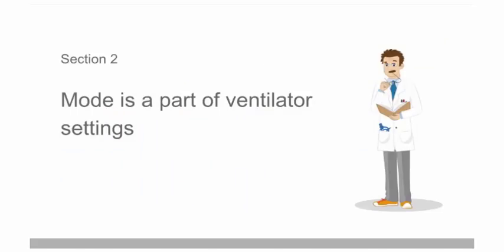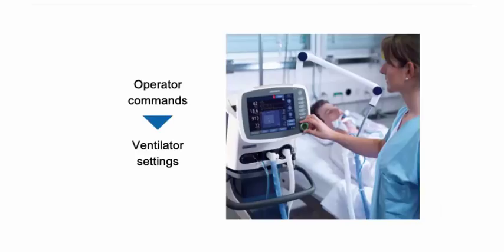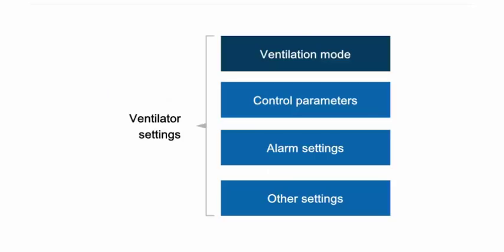Mode is a part of ventilator settings. Ventilator settings are the operator's commands to the ventilator. They define how the ventilator should perform. It is often necessary to modify the settings when the patient's clinical condition or therapeutic strategy change. There are several categories of ventilator settings. Each defines a specific aspect of ventilator operation. Common ventilator settings are ventilation mode, control parameters, and alarm limits. Mechanical ventilation therapy is optimal only when all settings are appropriate.